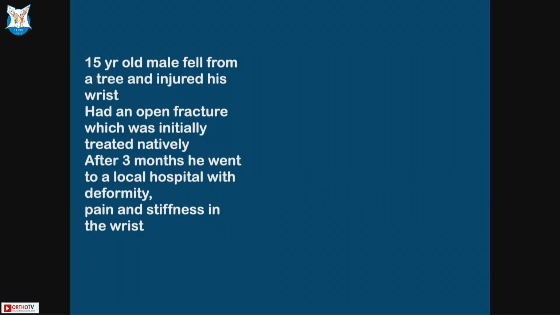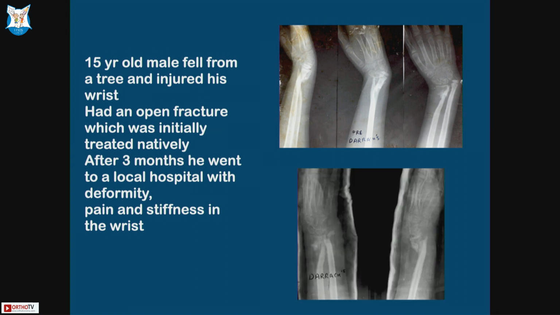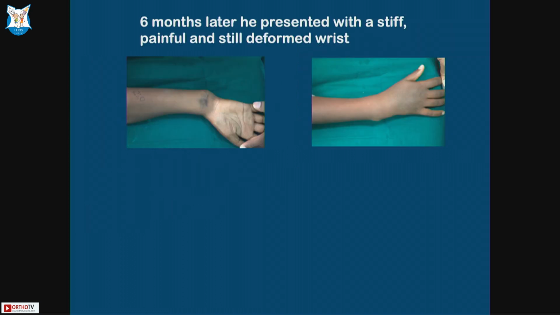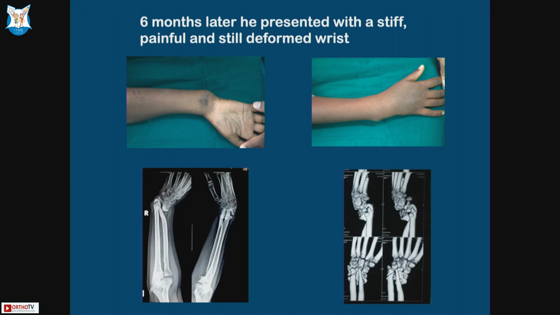This is a 15-year-old, the last case. A 15-year-old male fell from a tree and injured his wrist, had an open fracture which was initially treated natively. After 3 months, he went to the local hospital with deformity, pain, and stiffness in the wrist. This was his X-ray, and this again was done at a teaching hospital. They did a debridement, and this is what he was left with. After 6 months, he presented with a stiff, painful, and still deformed wrist. This was his X-ray at this time, and the CT scan, which really didn't provide me much information.